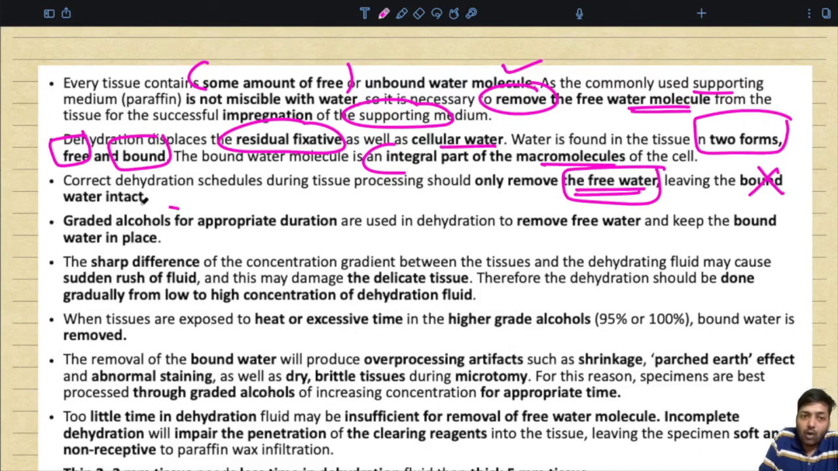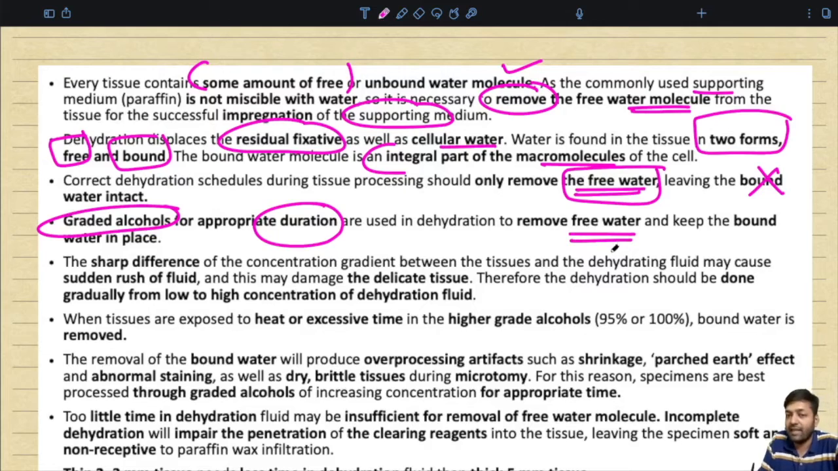Now graded alcohol for appropriate duration is used in dehydration to remove free water and keep the bound water in place. That is why we are using graded alcohol, for example 70, 80, 90% like that, and that too for an appropriate duration only, because our aim is to remove only the free water and not the bound water.